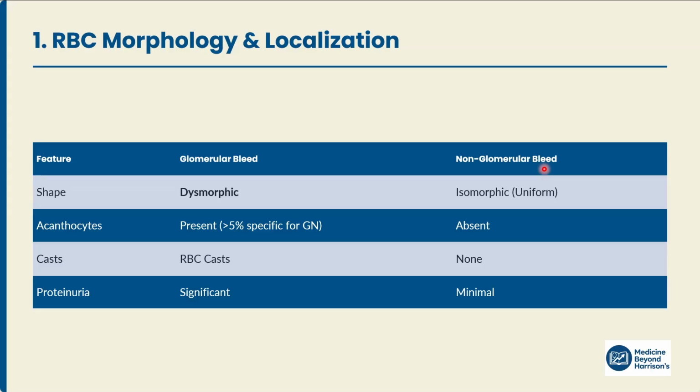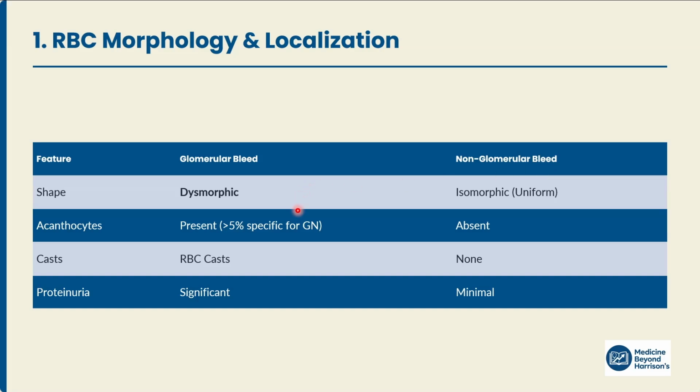Blood or RBCs that pass through the glomerular basement membrane, when the basement membrane is damaged, will lead to rupture or change in shape of the RBCs. So that's why different RBCs are in different shapes and become dysmorphic, whereas RBCs coming from the tubular structure are always isomorphic or uniform in shape.